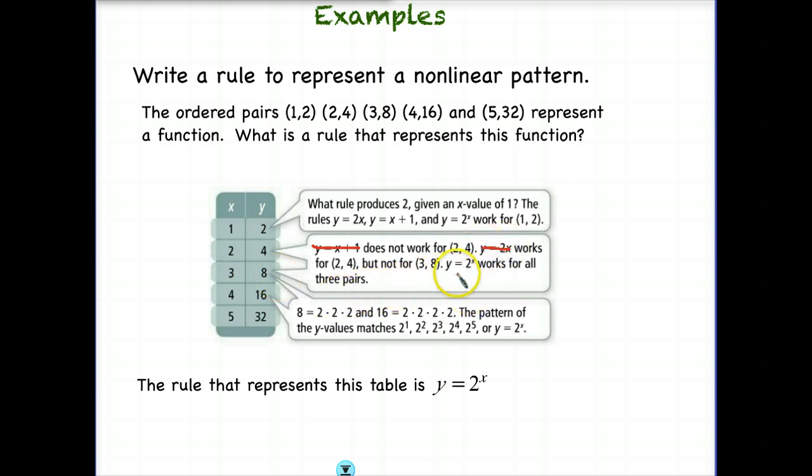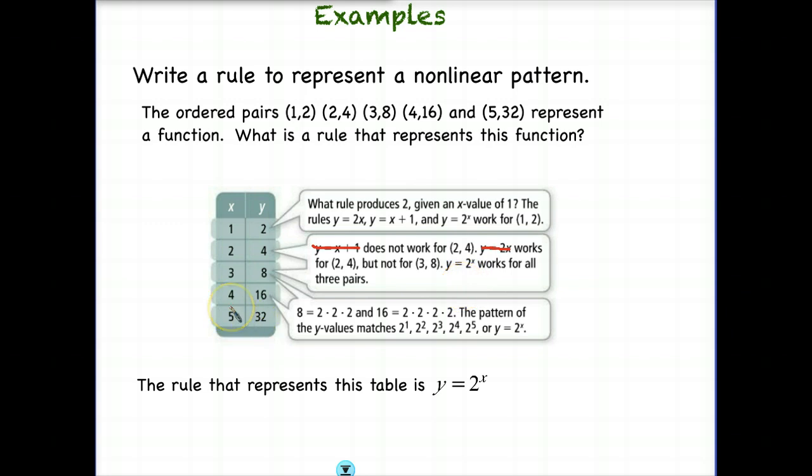Now let's try our last rule that we came up with, y equals 2 to the x. Well, we know it works for the first one because that's where we came up with it, so let's look at the second point. If I plug a 2 in for x, 2 squared, meaning 2 times 2, is 4, and that works. Let's go ahead and try it for the third point.